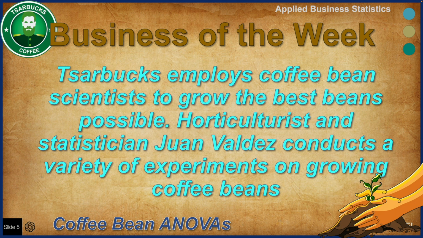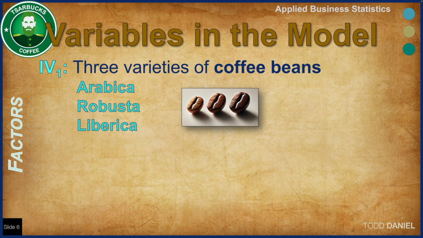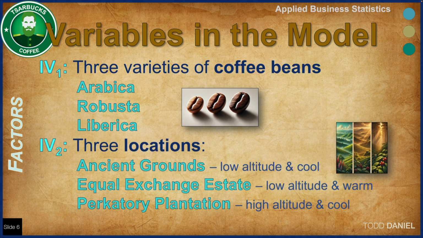Tsarbucks employs coffee bean scientists to grow the best beans possible. Horticulturist and statistician Juan Valdez conducts a variety of growing experiments on coffee bean plantings. We're going to have different factors. We're going to have outcomes. One of the things that will vary in our analysis of variance is the type of coffee bean. So our first factor is type of coffee bean: Arabica, Robusta, and Liberica. We're going to have a second factor, which is location. We're going to grow our beans in different places in the world: Ancient Grounds, Equal Exchange Estate, and Purgatory Plantation.